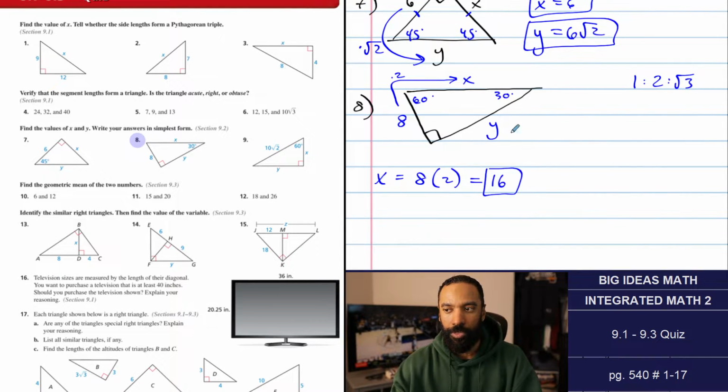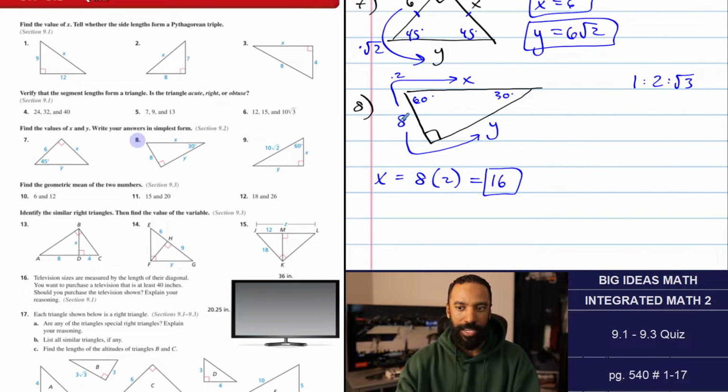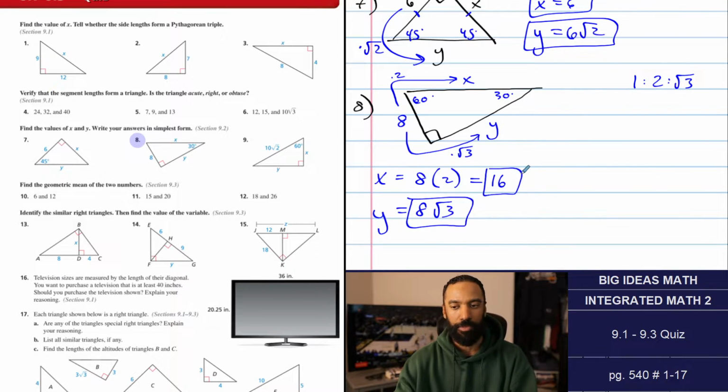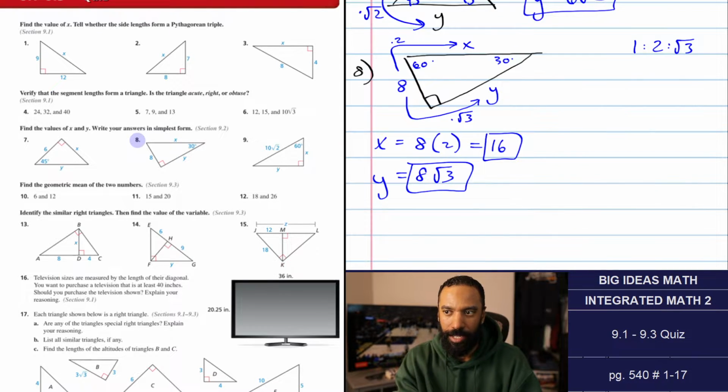And root 3 references the y. You don't go from x to y like this. You go from the short leg, once again, because it's 1 to root 3. As in, if this were 1, this is root 3 times larger. We multiply this by root 3 to figure that out. Y is going to be 8 times the square root of 3, literally just 8 root 3. And that is its length. That is your 30, 60, 90 triangle there.